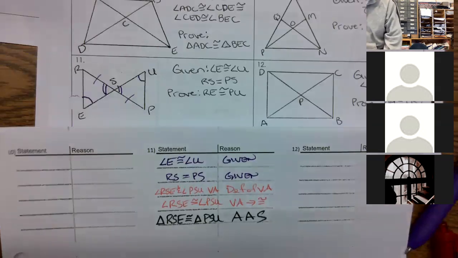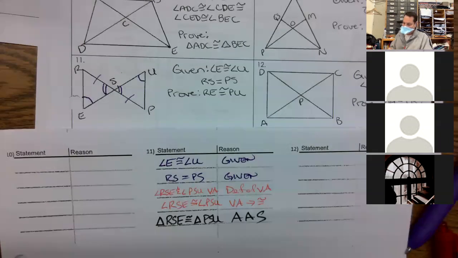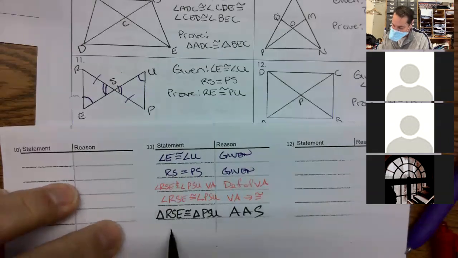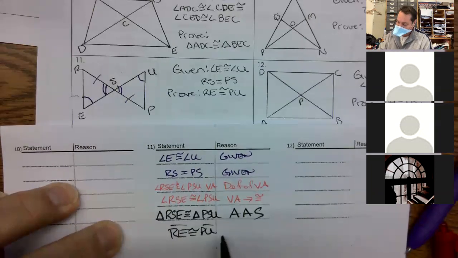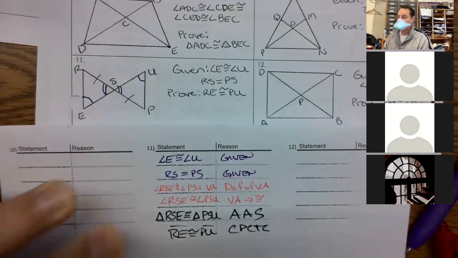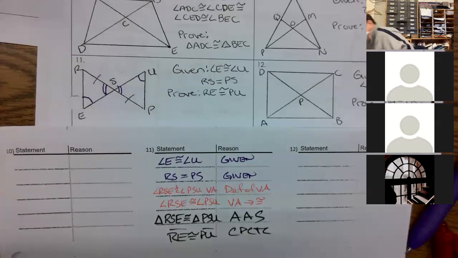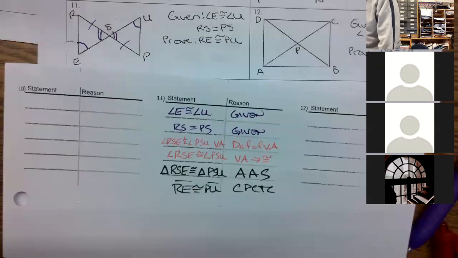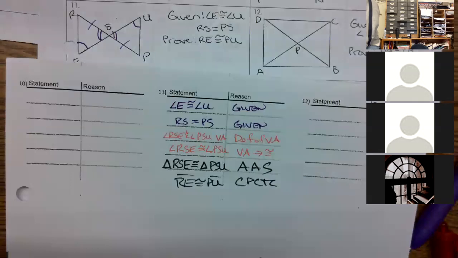This is that CPCTC thing. Yep, just one more line. There should be a line over the top. Once we say that the triangles are congruent, we can then easily move on to say, oh, that means that any corresponding parts are congruent by CPCTC.